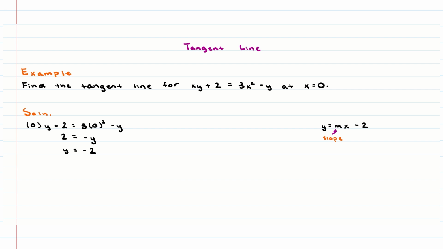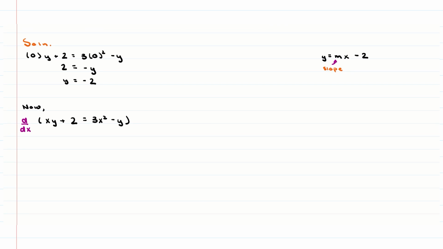And in order to find the slope, we're going to take the derivative of x times y plus 2 equals 3x squared minus y. And I'm sure you've noticed that we have x's and y's here, so we're going to use implicit differentiation to do this. Alright, so let's start off with the left-hand side of the equal sign. First, we see that we have x times y, so we'll need to use the product rule here. That'll be x times the derivative of y plus the derivative of x times y. And then we've got plus 2, so we'll need to take the derivative of 2.